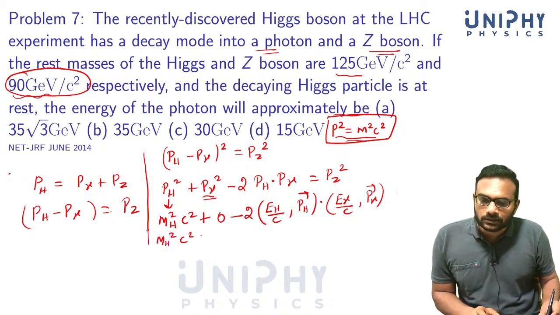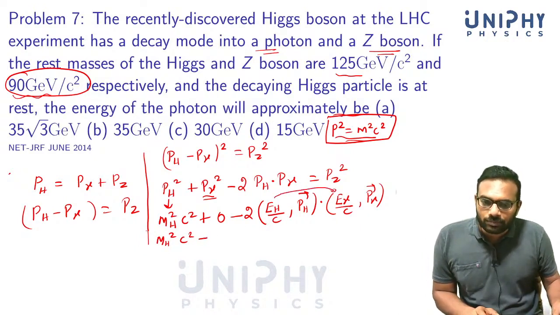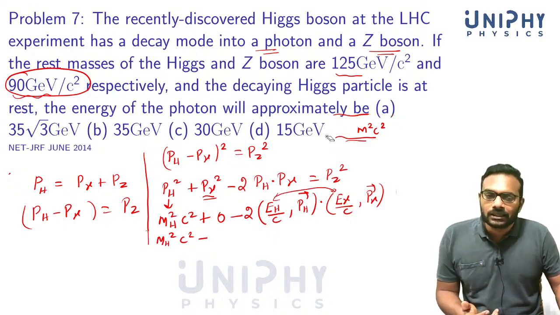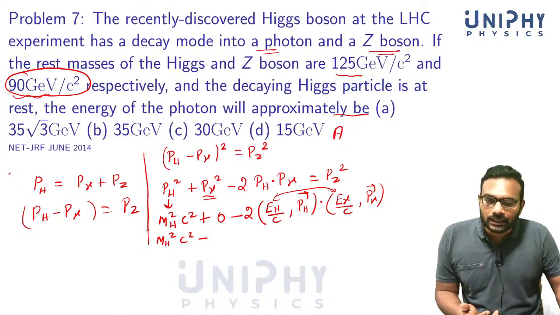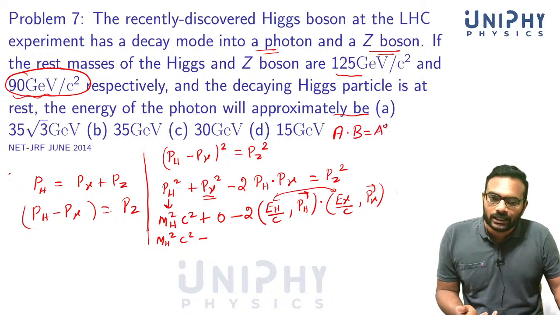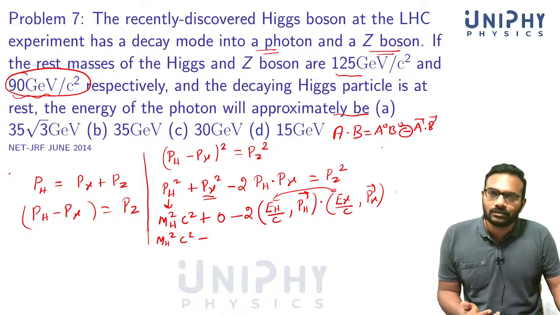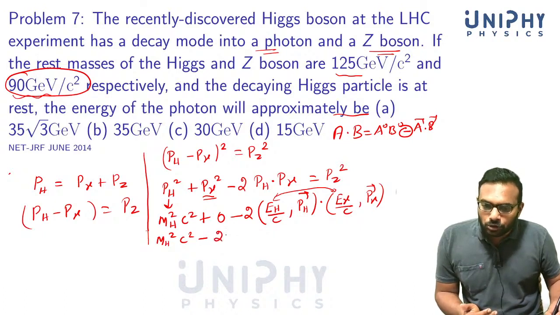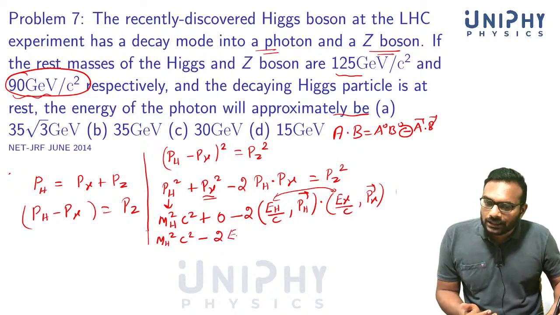So mh square c square minus, okay. So take the scalar product, you multiply the components, and it comes with a minus sign, of course, because the scalar product of two 4-vectors is given by A0 B0 minus A vector dot B vector. This is something that you need to practice. There's a relative minus sign between the space part and the time part. So this is minus 2 times EH E gamma by c square.